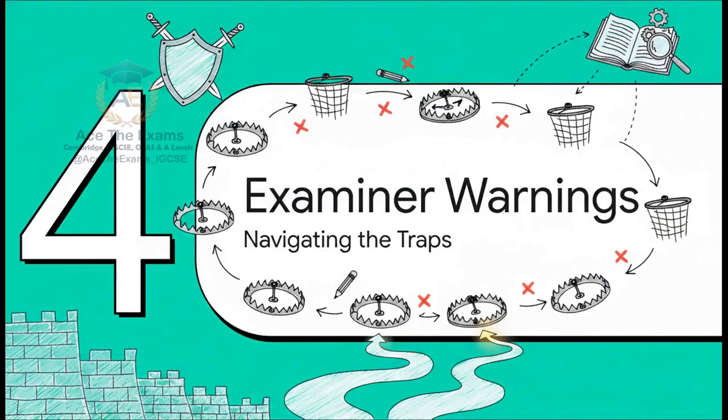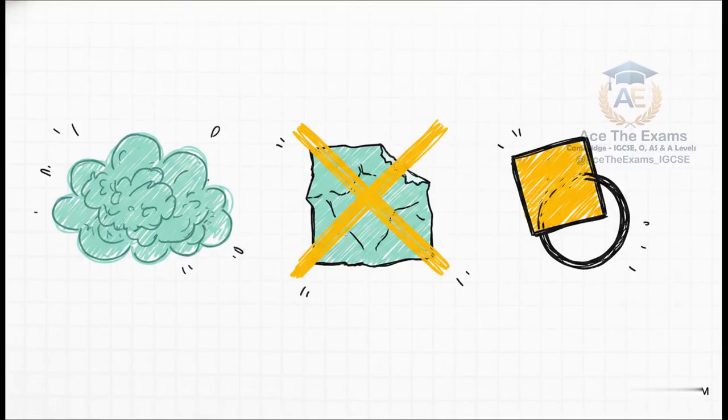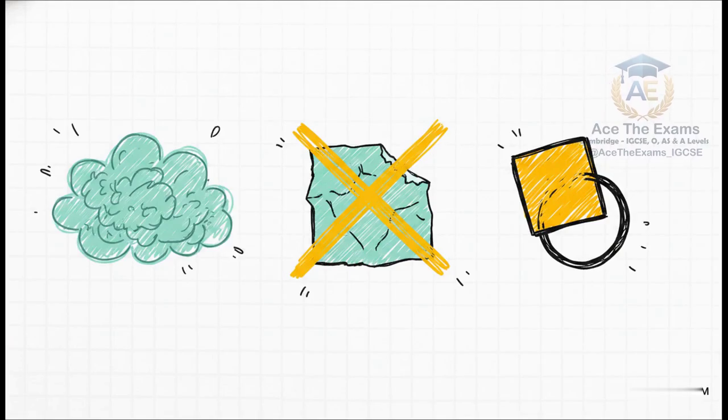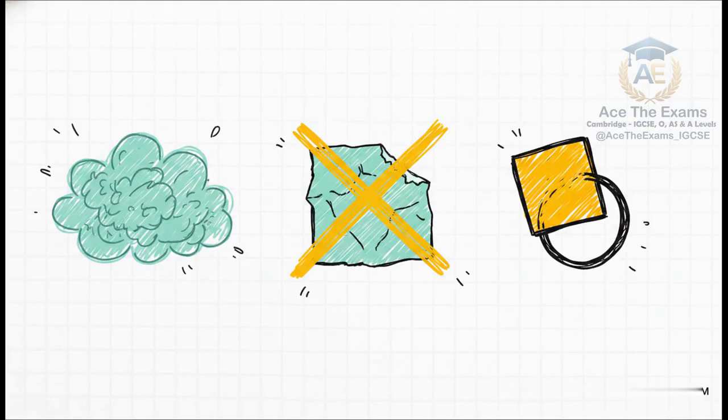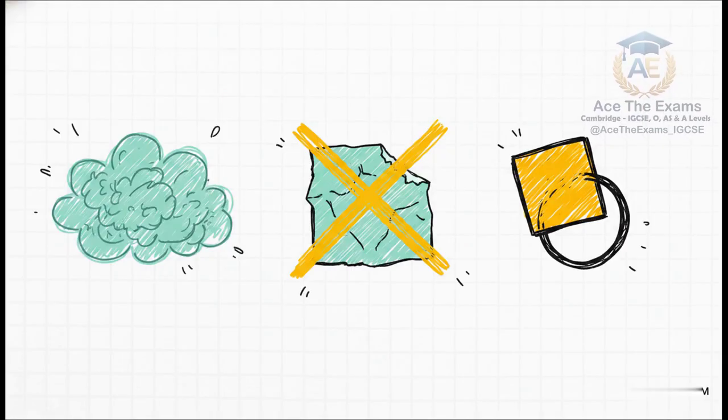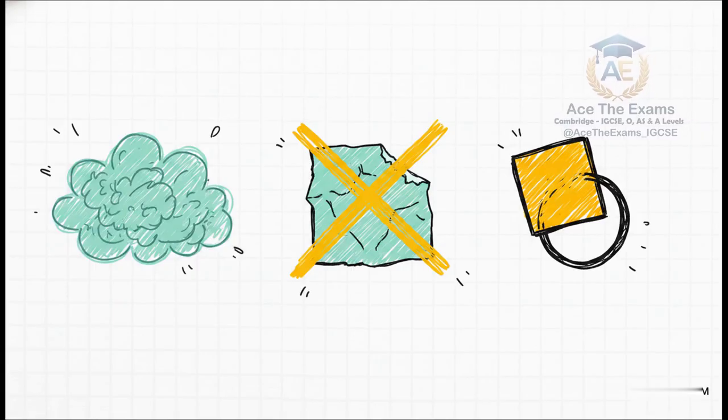Section 4. Top 3 Examiner Warnings, Navigating the Traps. We've combed through the Cambridge Principal Examiner reports, basically the judge's private notes, and these are the top 3 critical errors straight from the source. Number 1. Vague answers lacking specific details. Listen, examiners hate generalizations. It's hearsay.